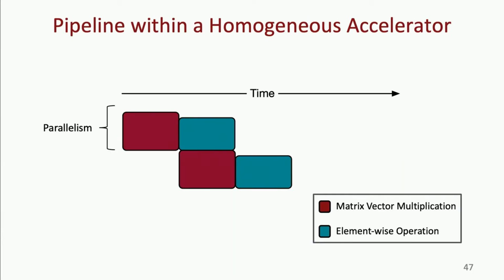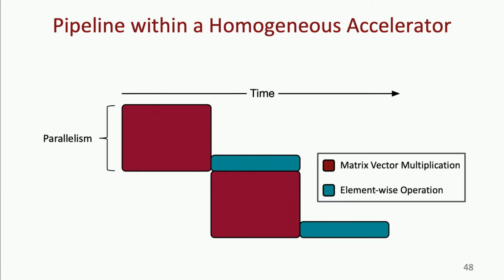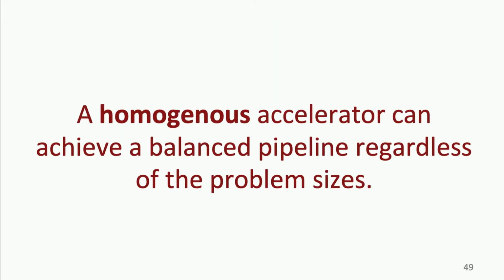When serving the RNNs using a homogeneous accelerator, the pipeline can, in contrast, be balanced. For example, when serving a small RNN, a homogeneous accelerator can choose to reallocate more resources for the element-wise operations in order to balance with the matrix vector multiplications. When serving a large RNN, the homogeneous accelerator can also choose to reallocate more resources for the matrix vector multiplication in order to achieve a balanced pipeline. In this example, we show that a homogeneous accelerator can always achieve a balanced pipeline regardless of the problem sizes.